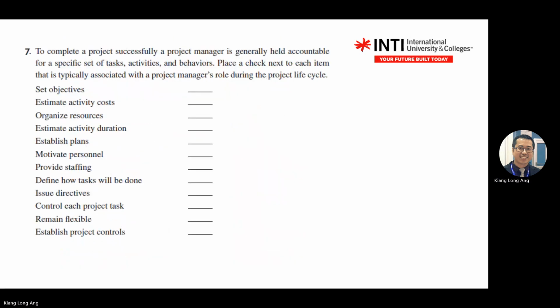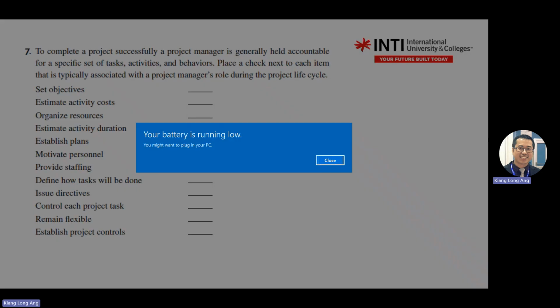Okay. So this one is the project success question, and it is focused on the project manager. Please check next to each item typically associated with the management role. Which one is linked with the PM role? Look on your handouts.